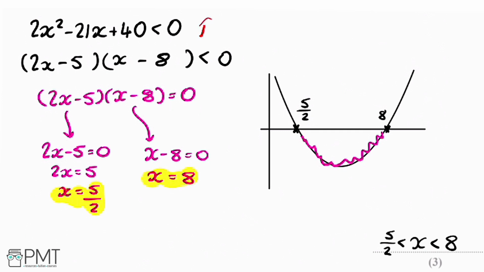So we get our first mark for factorising, our second mark for the critical values, and the third mark for the correct range.